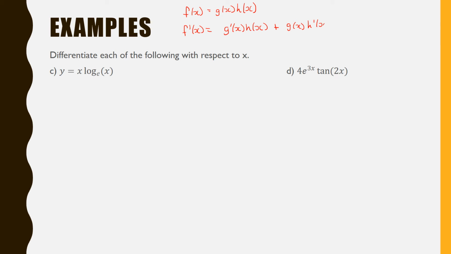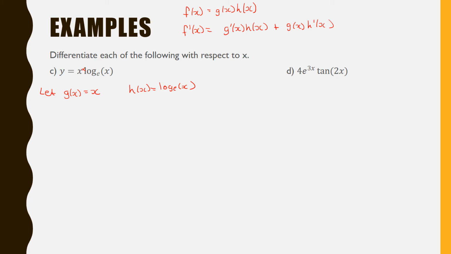So this is the other way we can look at this. If we're using this function, we need to start by defining our two separate functions as g and h. Remember, x log e of x, there is a multiplication inside when not written. So we can let g of x equal the first function, x, and h of x, our second part, equal log e of x.